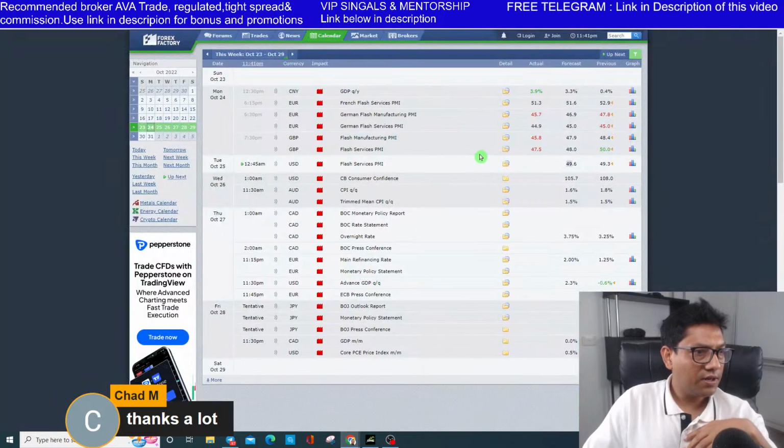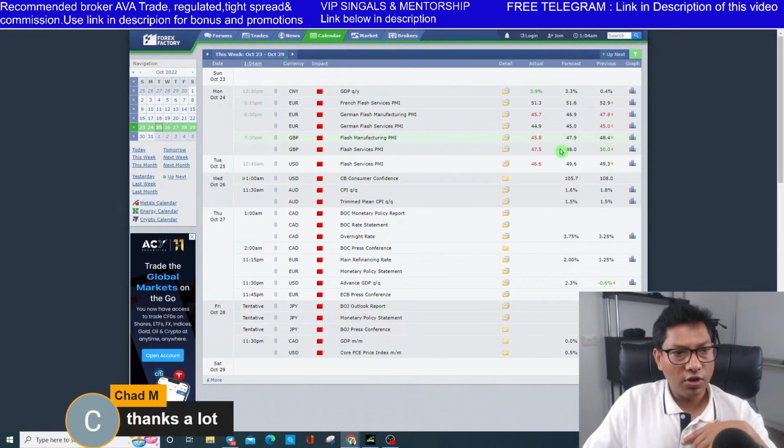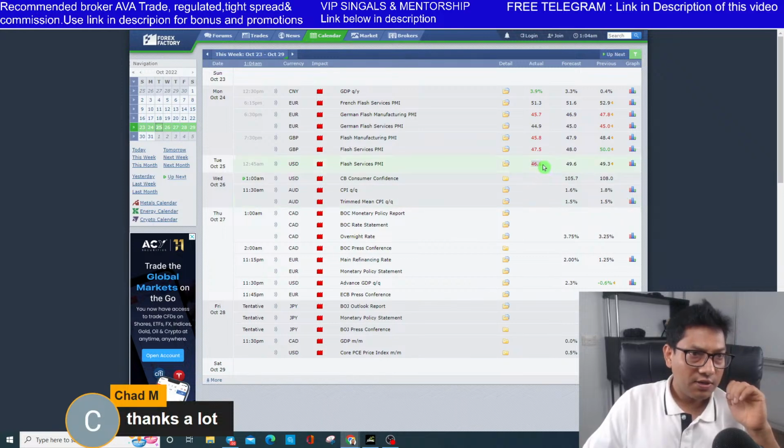Let me look at the news calendar. So let me see what's happened with the news. We saw that news announced, which is lower than expected. 49.6 forecast, actual 46.6.